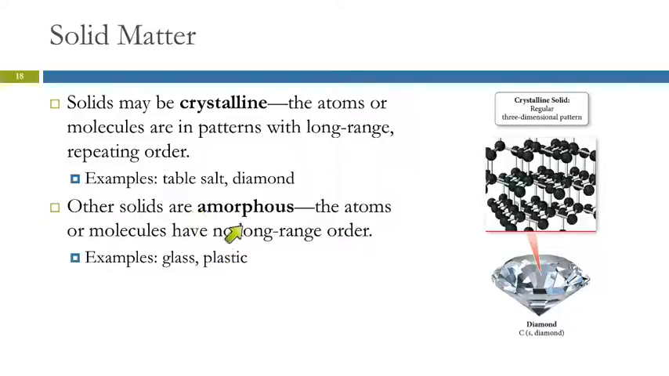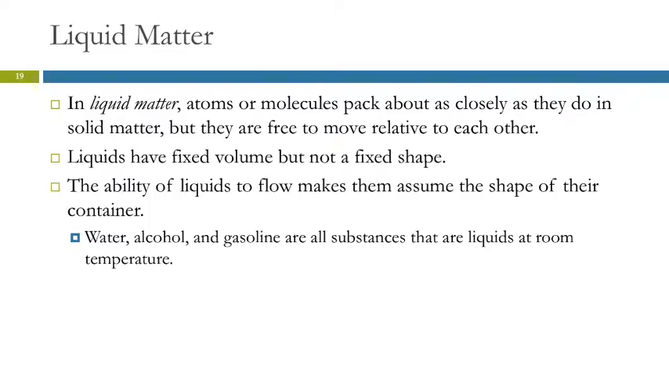Amorphous, without shape. So the molecules have no long-range order. Examples of this are glass and plastic. Liquids, again, the molecules, the atoms are very close, but they move relative to each other. So liquids have a fixed volume, but their shape will change.